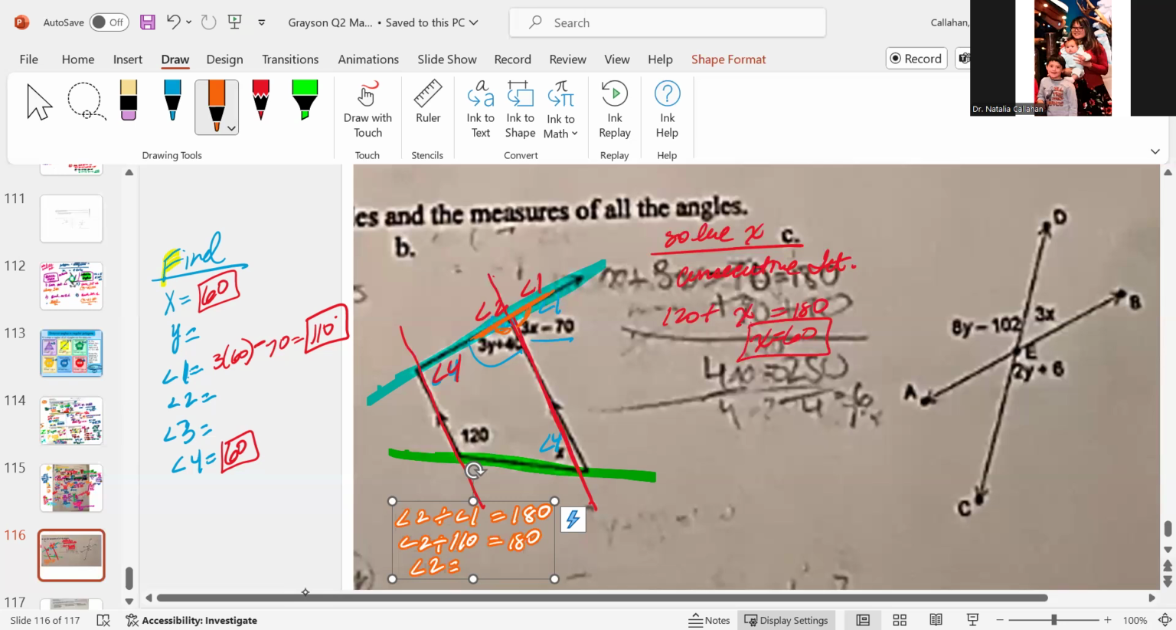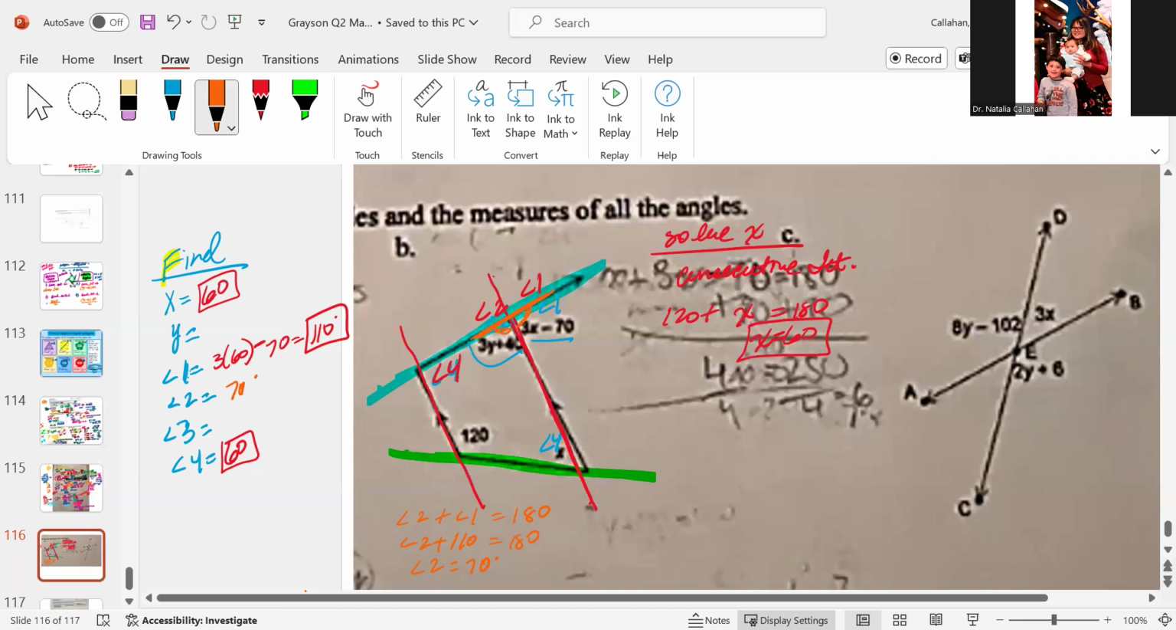180 minus 110 is not 35. Let's try again. What's 180 minus 110? 70. There you go. How'd you get 35? Because I divided it by 2. That's not 2, that's angle 2. That's not 2x, it's angle 2. You didn't know that angle 2 is an angle, it's not representative of 2 times x? You need to practice more.